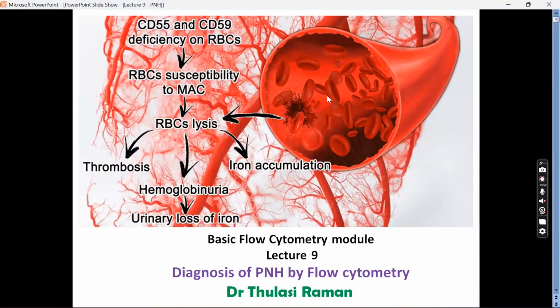So today we'll be discussing a very important and relatively common flow cytometry assay, which is the diagnosis of PNH, paroxysmal nocturnal hemoglobinuria, by flow cytometry. A very important assay and a very simple assay also. Let's see how we diagnose PNH by flow cytometry.